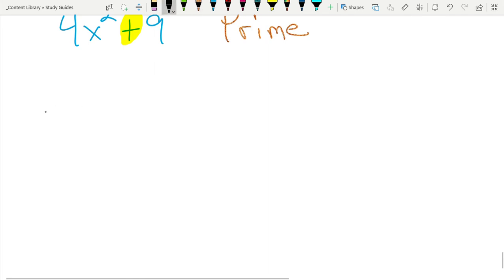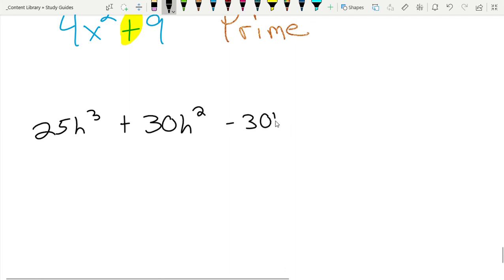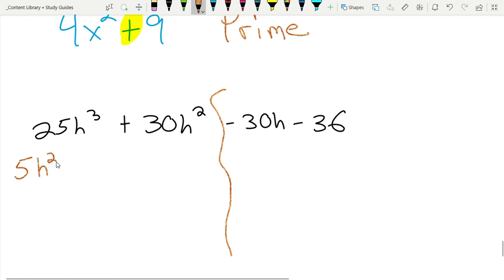Number 20. We have 25h to the 3rd, plus 30h squared, minus 30h, minus 36. GCF, don't have one. Factor by grouping, yes. So we split it right down the middle. GCF of 25 and 30 is 5. H third, h squared means you pull out an h squared. Then your inside is going to be a 5h plus a 6. If we got 5h plus 6 there, we have to get 5h plus 6 over here.